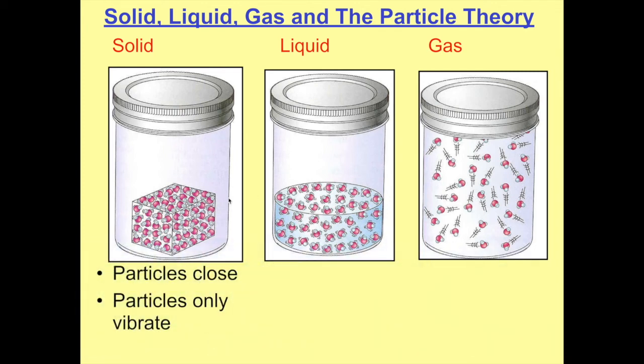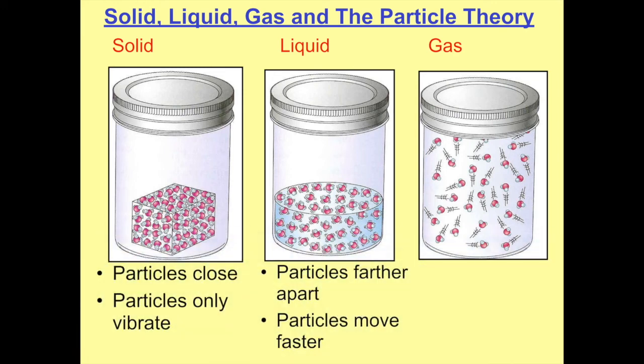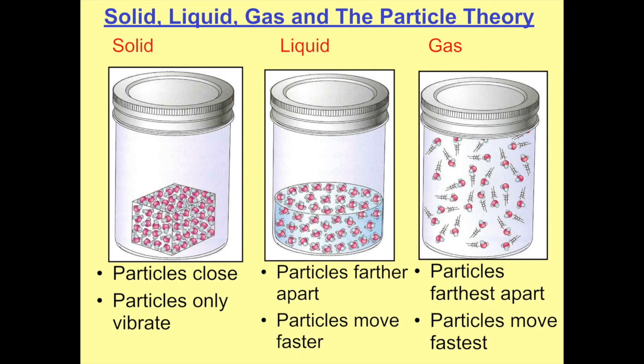So if we look at solids, the particles are close together, and they just kind of vibrate next to each other. With liquids, the particles are farther apart, and the particles move much faster. With gases, the particles are the farthest apart, they're extremely far apart, and they move the fastest.